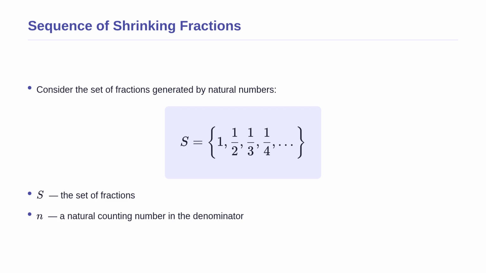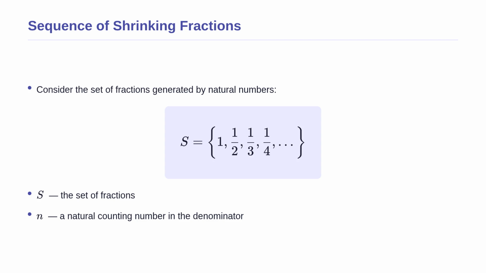Let us find the derived set of the set S containing all fractions of the form 1 over n, where n is a natural counting number. Conceptually, this formula simply lists the elements of our set by plugging in the counting numbers 1, 2, 3, and so on. As the denominator n gets larger and larger, the resulting fractions get smaller and smaller. If you increase n, the physical distance between consecutive points shrinks rapidly as we move down the number line.